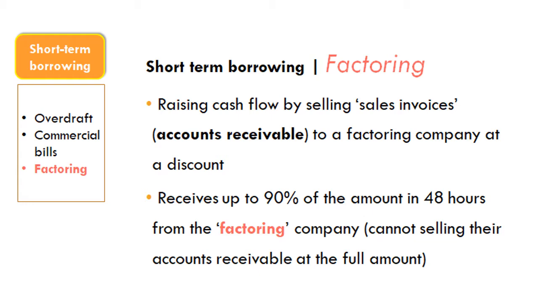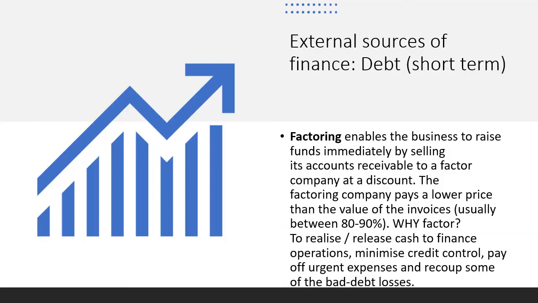companies for that money. So if you were asked to define factoring, a good definition, I guess, is that factoring enables the business to raise funds immediately by selling its accounts receivable to a factor company at a discount. The factoring company pays a lower price than the value, usually 80 to 90%. Why would we do it? We would do it because we want to make sure that we can get our money back into the business as quickly as possible, and that's obviously going to help your short-term day-to-day liquidity in the business.